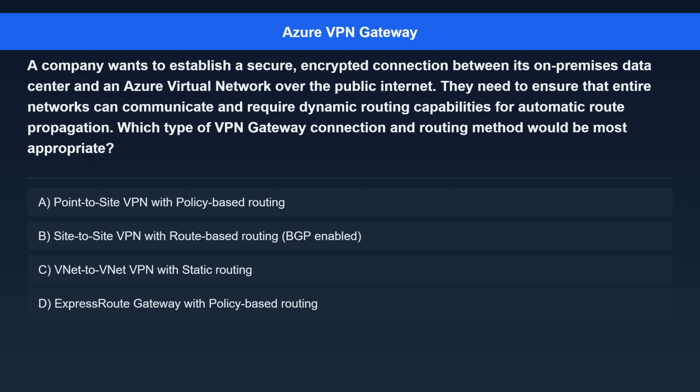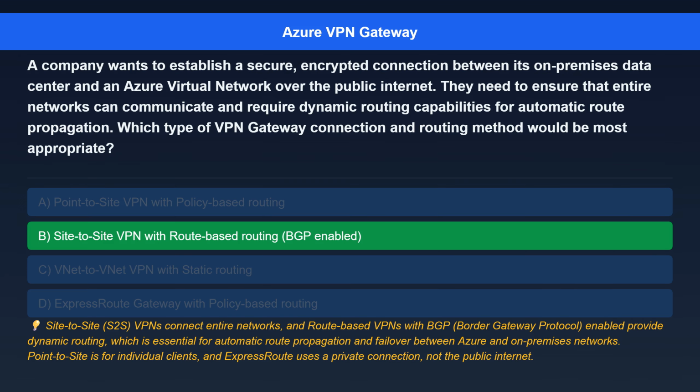Option A. Point-to-site VPN with policy-based routing. Option B. Site-to-site VPN with route-based routing, BGP enabled. Option C. VNet to VNet VPN with static routing. Option D. ExpressRoute gateway with policy-based routing.